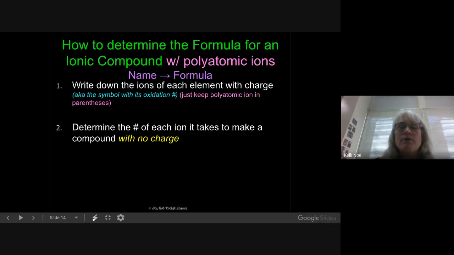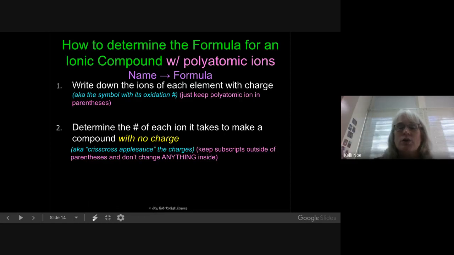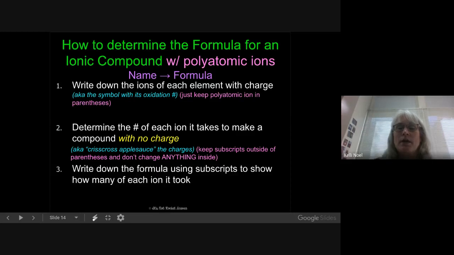Determine the number of each ion to make it have no charge. You're going to do the crisscross. Keep subscripts outside of the parentheses. Do not change anything inside the parentheses around the polyatomic ion. Write down the formula. Simplify if needed.